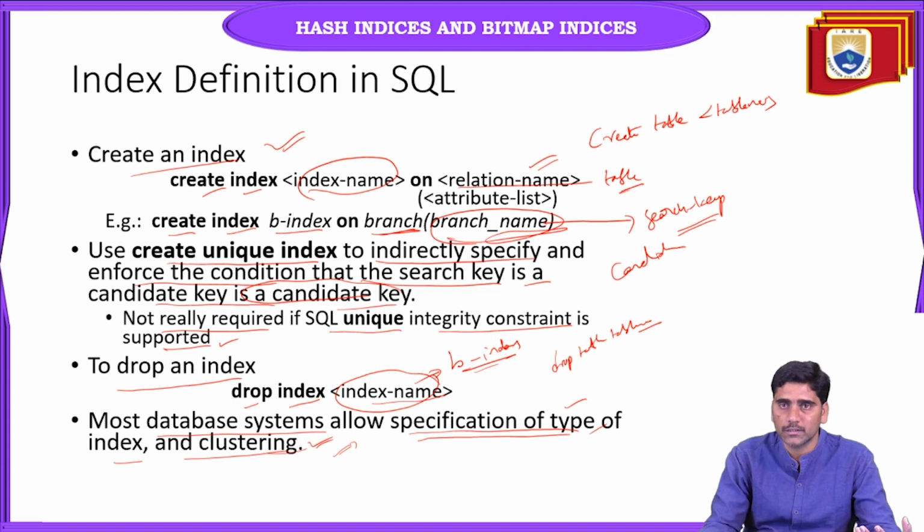And how do we create the index in SQL? Create index, index name, and relation name, as mentioned in the syntax. So creating an index is easy, and dropping an index is also easy. So this is the way of creating indexes and using bitmap indices and hash indices.